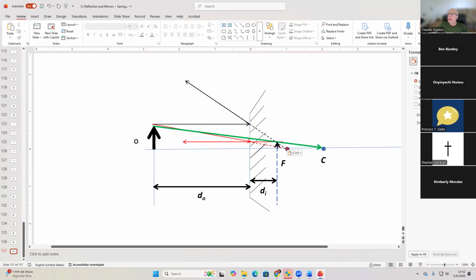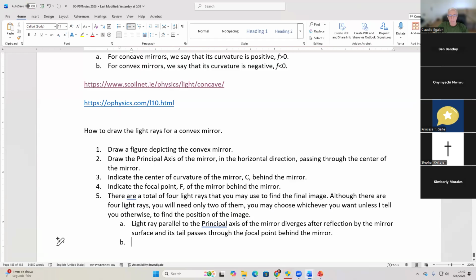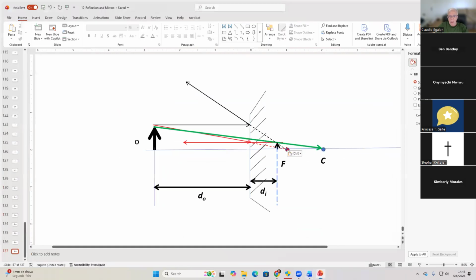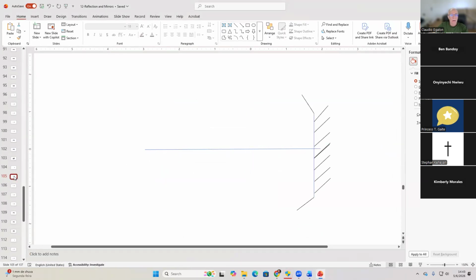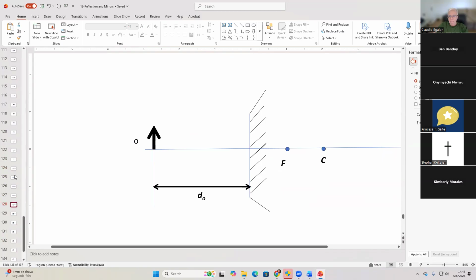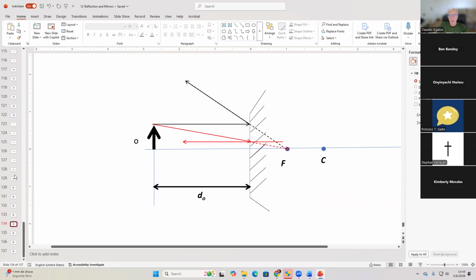Save it. Going back. Light ray parallel to the principal axis diverges after reflection by the mirror surface, and its tail passes through the focal point behind the mirror. That's the light ray parallel to the axis.